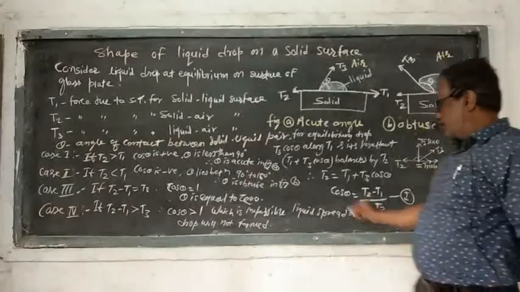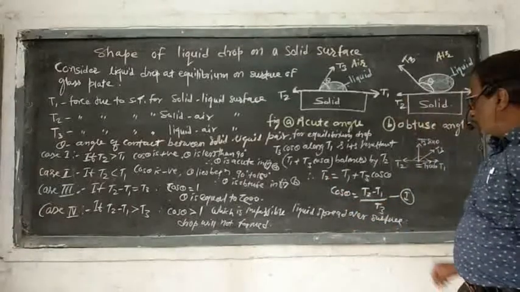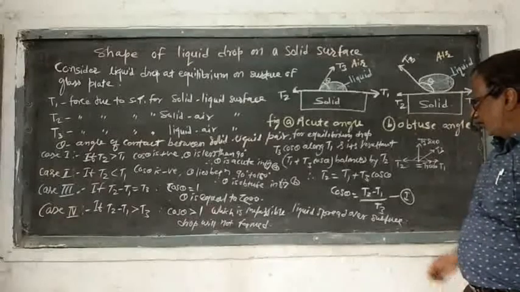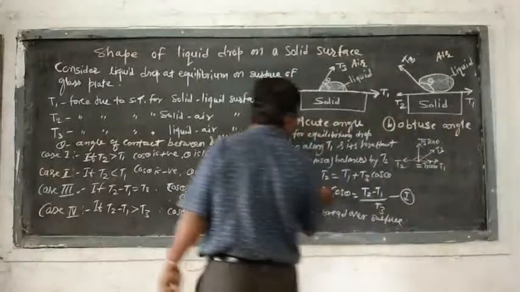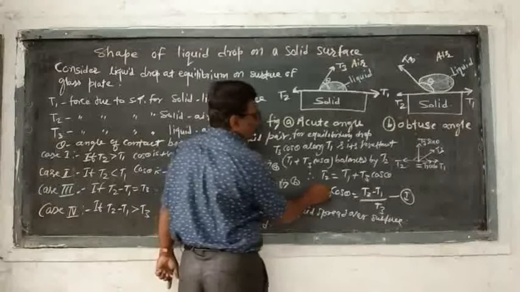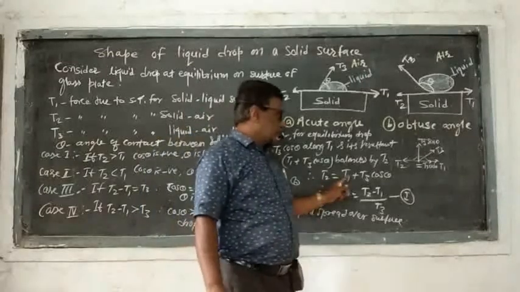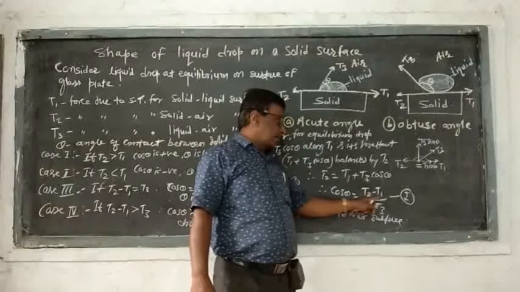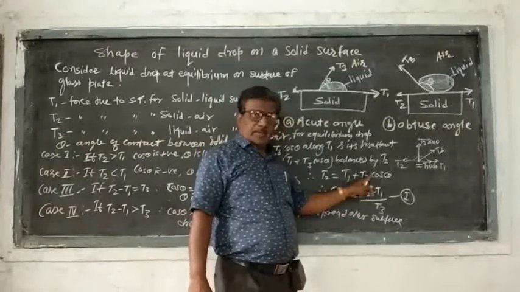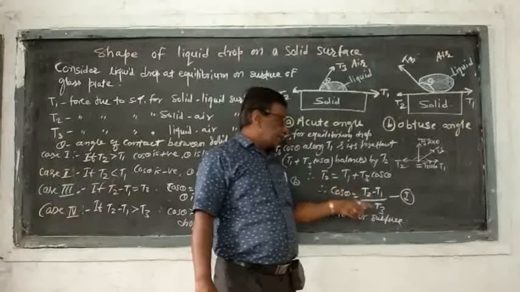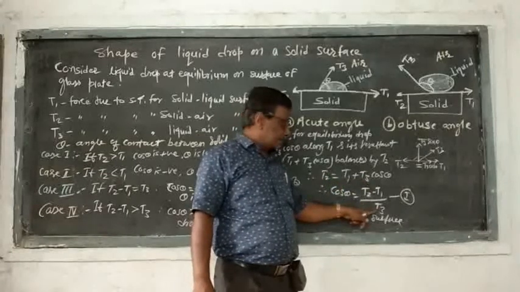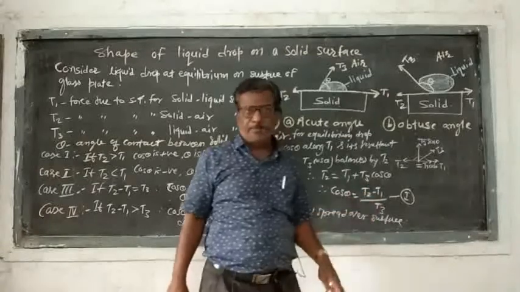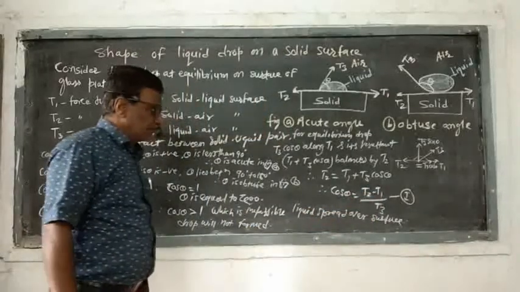So we write here therefore T2 is equal to T1 plus T3 cos theta, and we have to find the value of cos theta. Therefore we get cos theta. Take this term to the left hand side, it will be T2 minus T1. T3 is a multiplication, so when we take it to the left hand side, it goes to the denominator. So cos theta is equal to T2 minus T1 upon T3. We call this equation number 1.